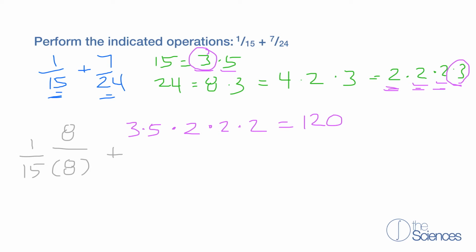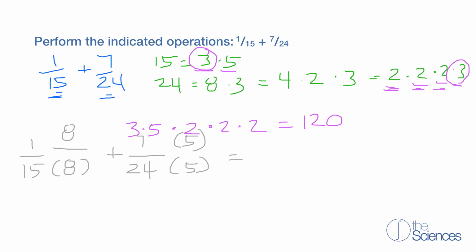Now we're going to add our second fraction. So now we have to figure out 24 times what equals 120. So 24 times 5 equals 120. So we're going to multiply 5 times 24 in our denominator, and in our numerator, we're going to multiply 5 times 7.